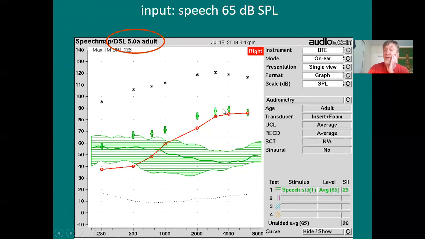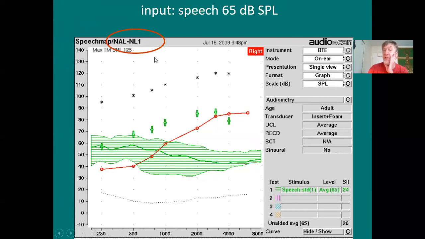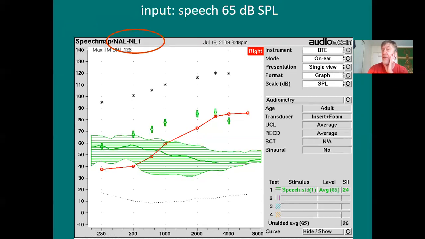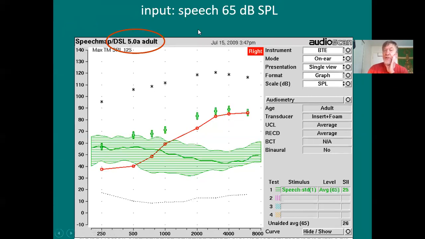Okay. And look at unaided speech, laying down that big green area here. And what you want to do is make that mean, the line I'm tracing with my cursor, you want that touching the plus signs. Here's NAL-NL1, same hearing loss. Look, the red line didn't change at all, okay? The thresholds are the same. Now NAL-NL1 versus DSL. I don't know where this hatch mark went. It just isn't there. It should be, but it isn't.